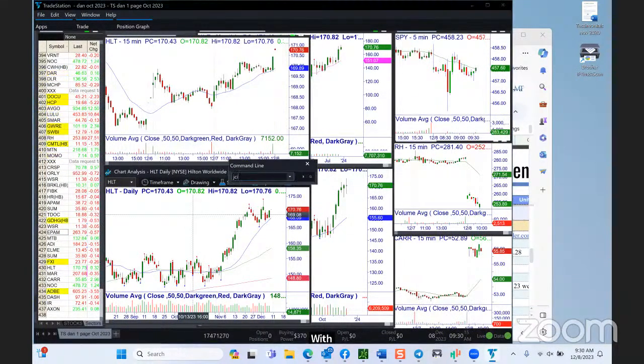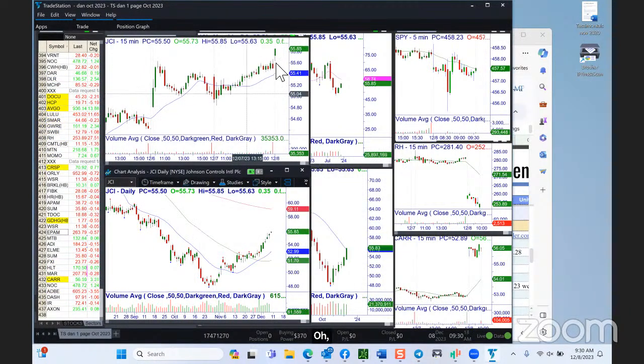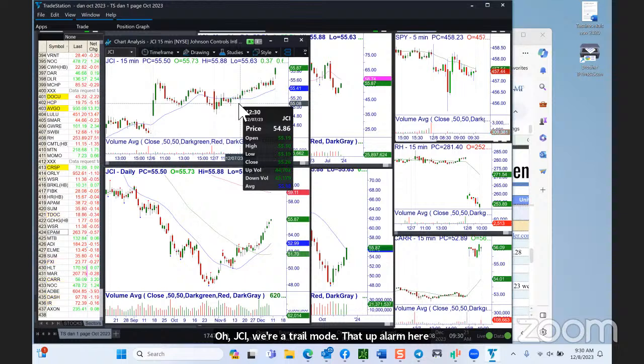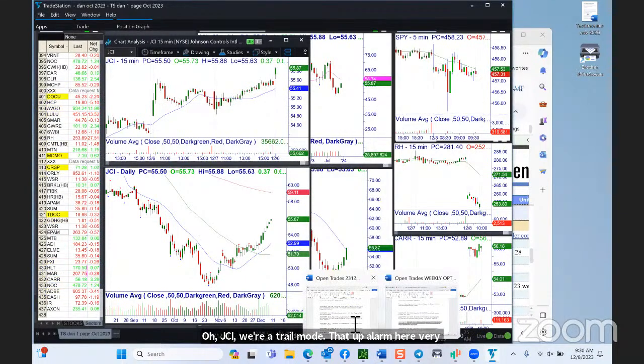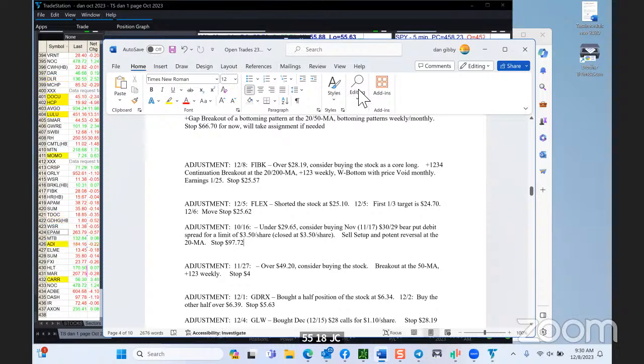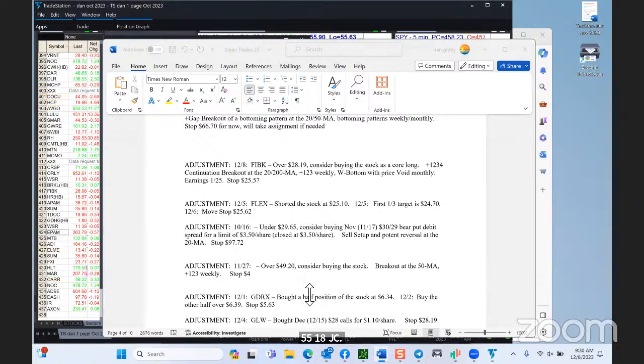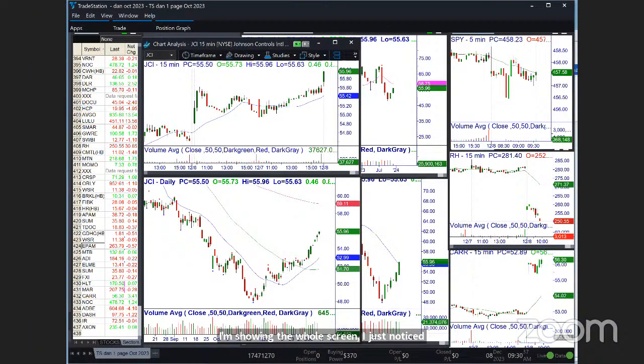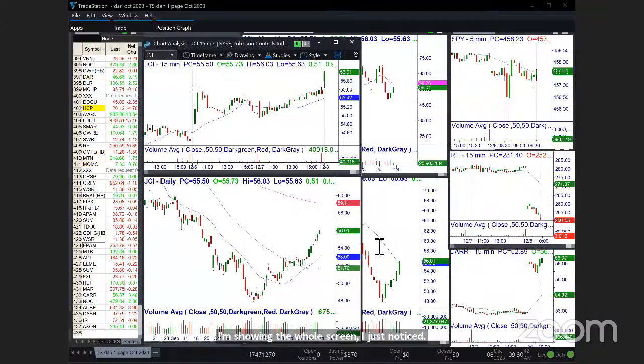All right, JCI, we're in trail mode. Got an up alarm here, very nice. Let's move stop now under this pivot, 55.18, JCI. I'm showing the whole screen, I just noticed. JCI. This has been a nice slow mover. Yeah, earnings next week though, so we're going to have to bail by then.